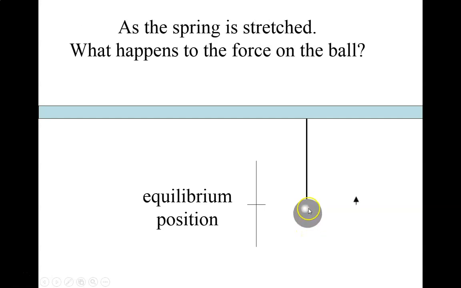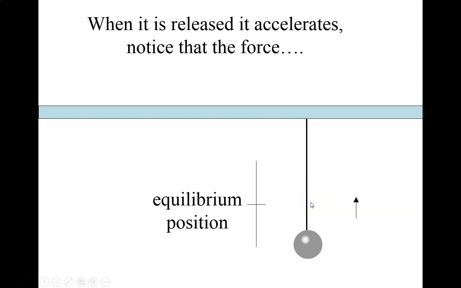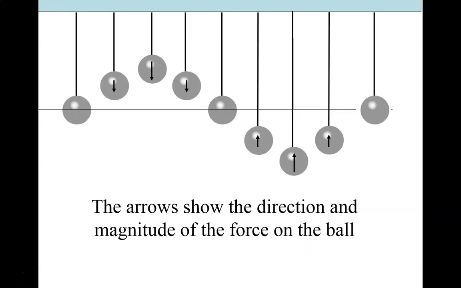Now, as I stretch it, the net force on it is going to increase. The force from the spring is going to increase, and it's going to be trying to pull it back. So when I let go of it, it's going to accelerate. And as it accelerates, that net force decreases, and as it reaches the equilibrium position, the net force on it is 0 again, because that's the equilibrium position. Now it's going to continue past that.